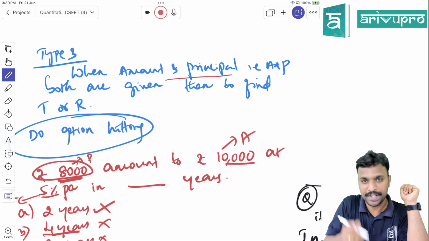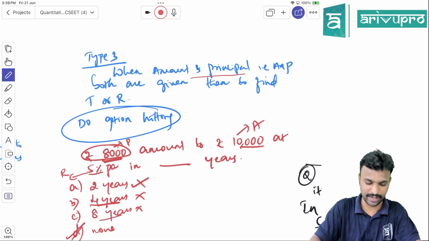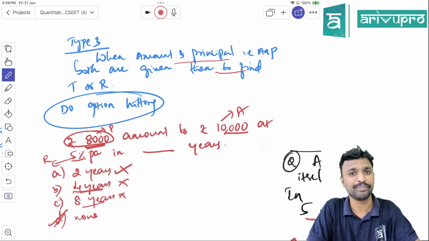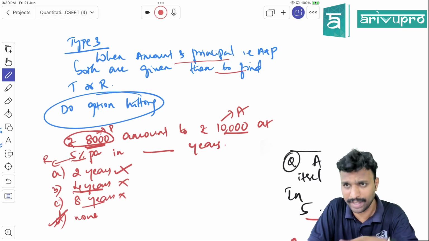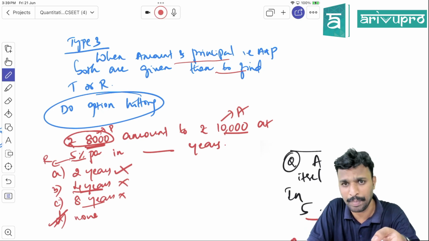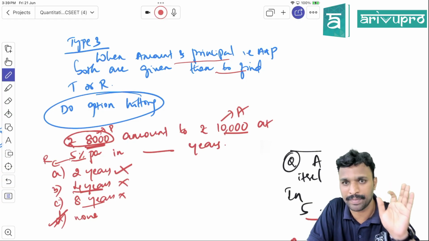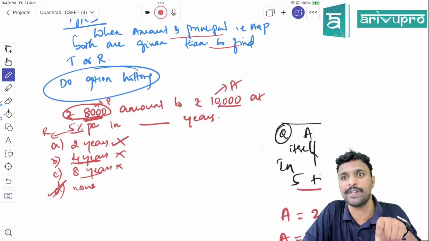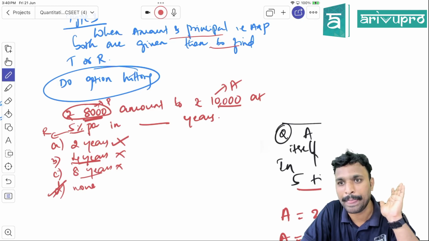And then type 3 that we had discussed was what? When amount and principal both are given, then how to find time or maybe rate of interest. Along with amount and principal, they may give you time and ask you to find R. Along with A and P, if they give you R, they'll ask you to find time. That's the only thing. For such questions also, you solve by the option hitting method only.